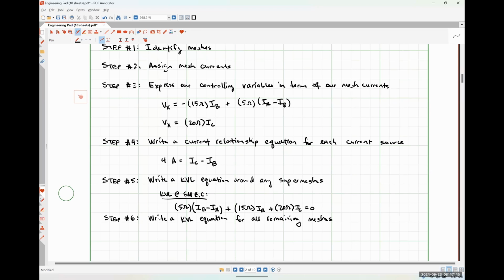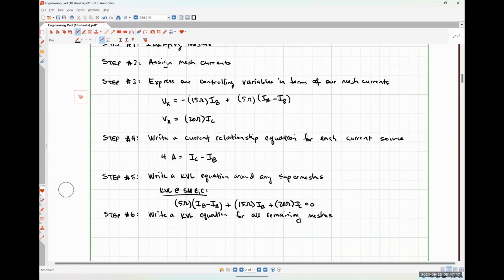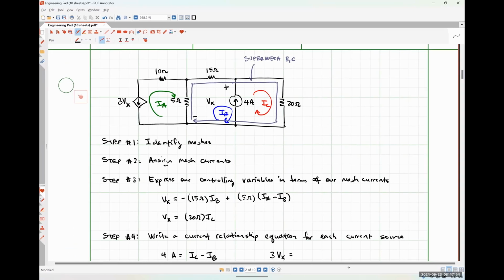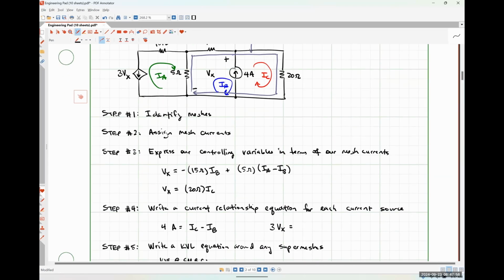We also have that dependent source on the left-hand side. So we're going to have a second relationship here, 3Vx, and that's going to be equal to what? Negative IA.